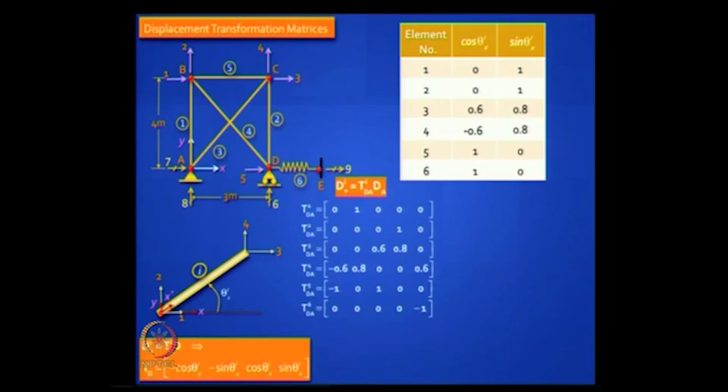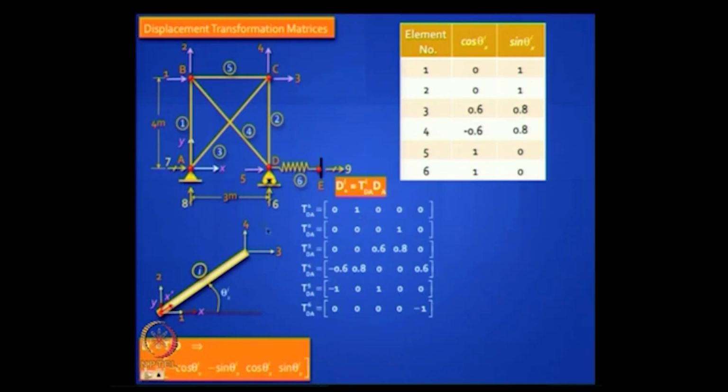So let's go through the solution. This first row, let's take element number 1. Element number 1 will have only positive values, it will not have negative values because these two will go to 7 and 8. 7 and 8 do not come in TDA, is it clear? So you just copy down 0, 1 to the first and second row.